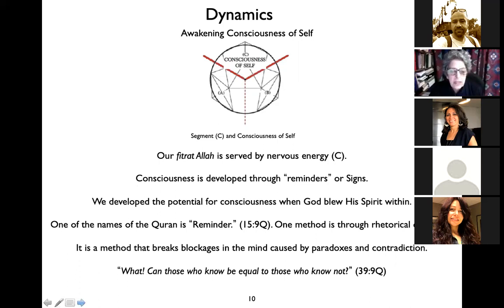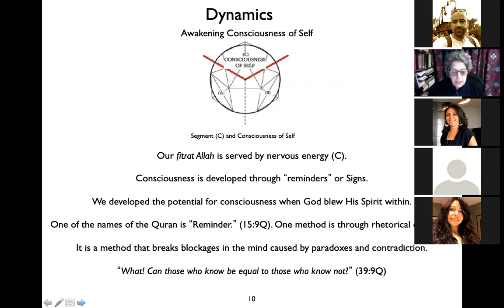to turn to our Fitratullah if we have moved away from it. There are some people maybe who are still in the state of the Fitratullah as it's described in the Quran, but others have moved away from it, and then we have to try to go back to that. So we do it through consciousness, which is developed through reminders or signs. And signs are ayah, so every verse of the Quran is a reminder to us, as well as the Quran itself is a reminder.